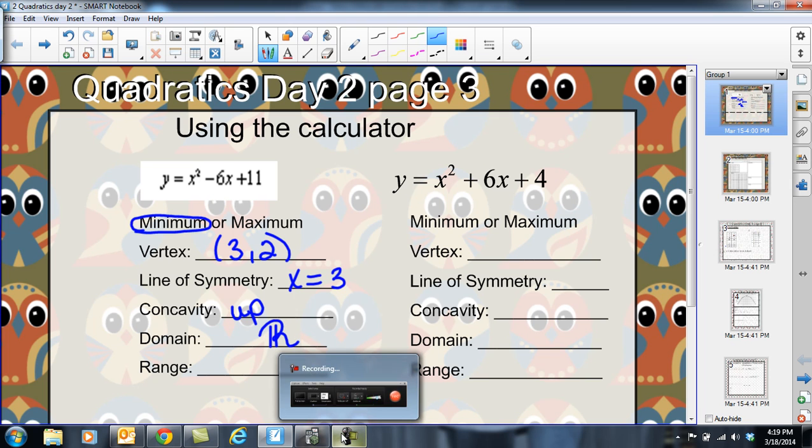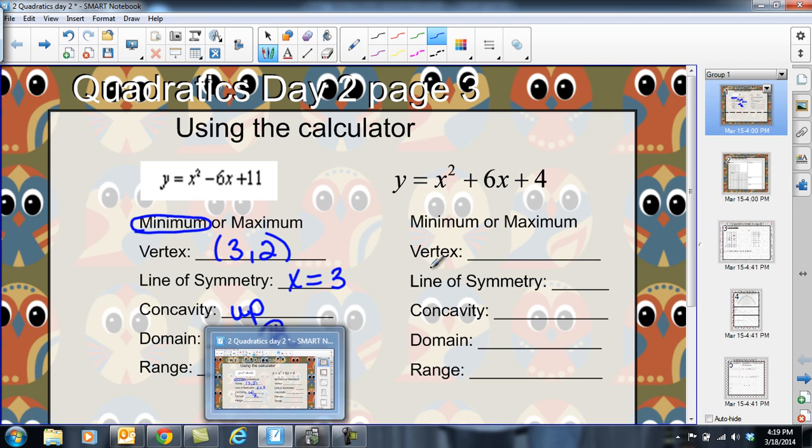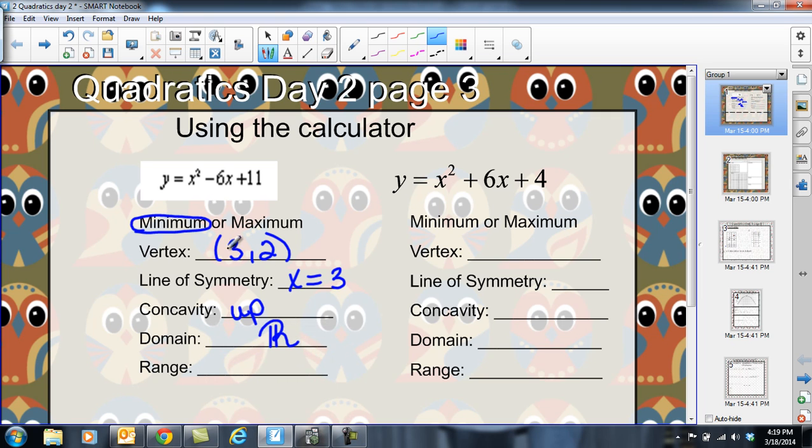My range, because this is concave up and it has a minimum, is going to start at the y value of my vertex, so it's going to start at 2 and go to infinity because it's opening up. You can also just say y is greater than or equal to 2 because it starts at 2 and goes up. So I'm going to have you pause, and I want you to try that whole process again.